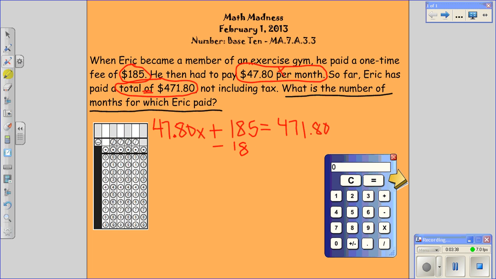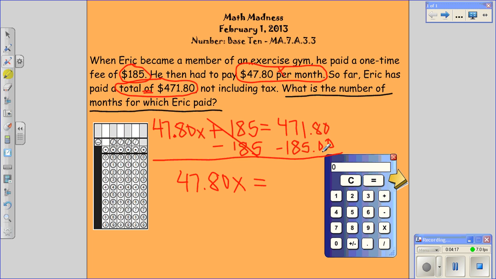So we're going to subtract 185 here. And we've got to subtract 185 over here to keep the equation balanced. We're going to add a decimal and 2 zeros. Okay? Now, right here, positive 185 and minus 185 is going to give us 0. So we're left with the $47.80 X. And then we're going to say equal.